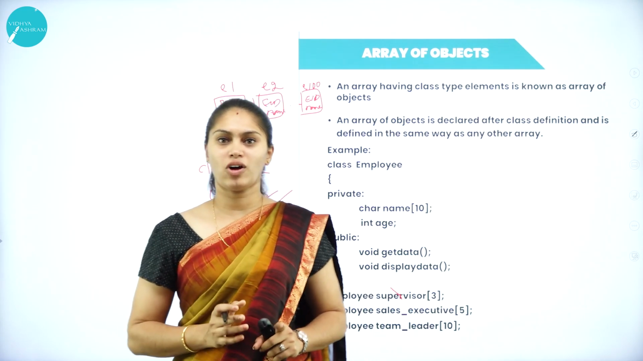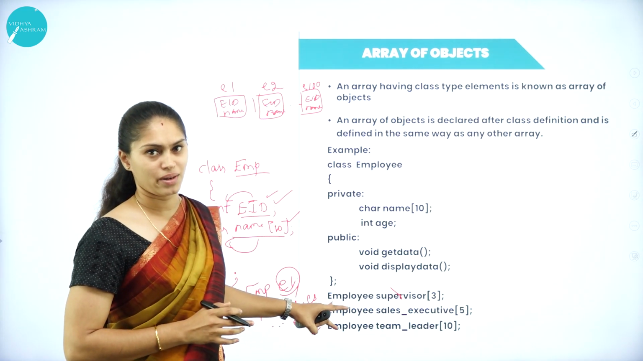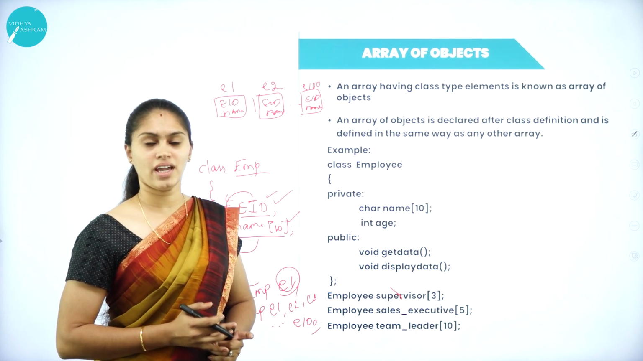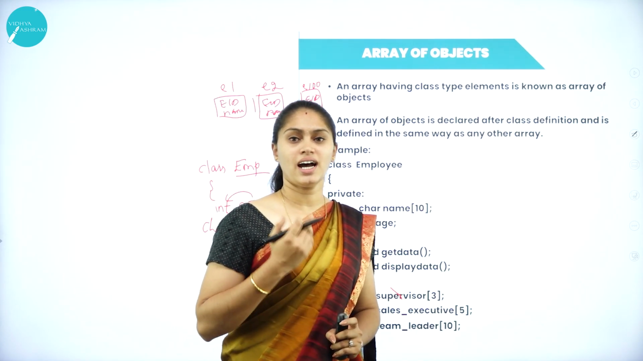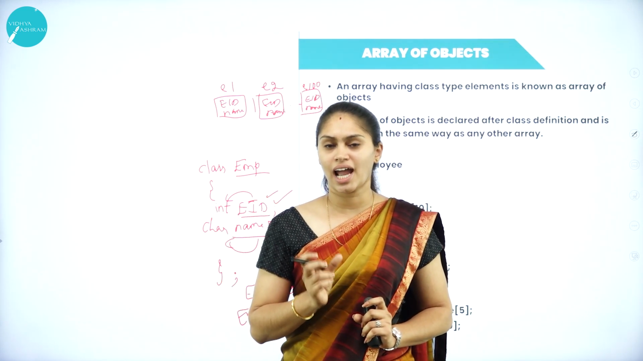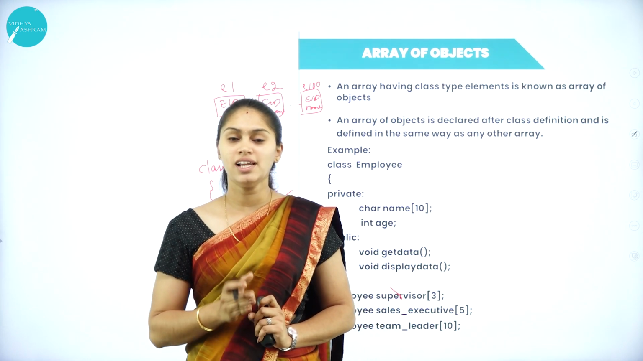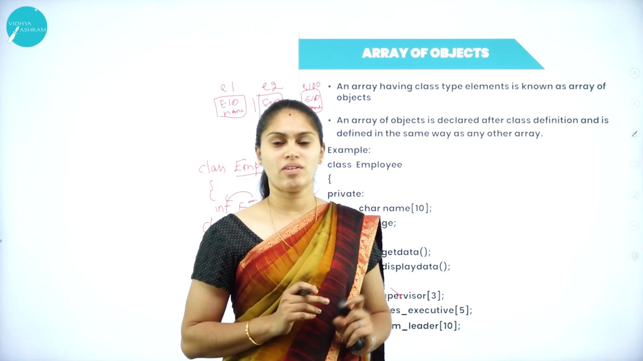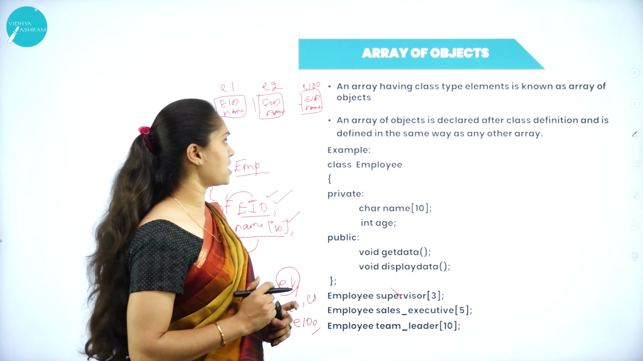So we have a concept in order to solve this problem. That is nothing but what? Array of objects. So instead of creating 100 objects, I can create one object of the type array. So that will solve these kinds of problems. That's why we are going to use this array of objects concept.